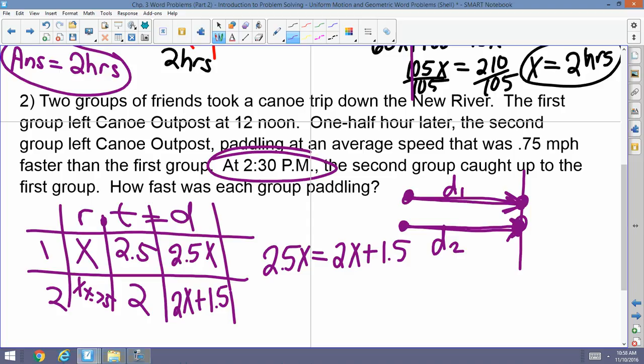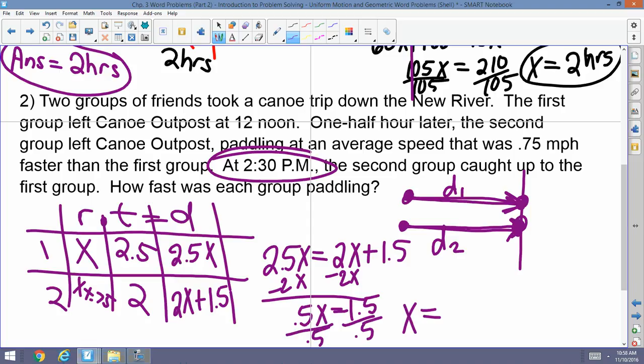Awesome. So now let's solve. So I'm going to subtract 2x from both sides. And I've got 0.5x equals 1.5, divided by 0.5, divided by 0.5. X equals 3. Okay. 3. Now 3 what? What are we looking for here? 3 miles per hour. Very good.